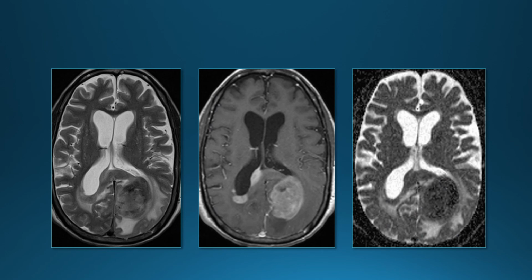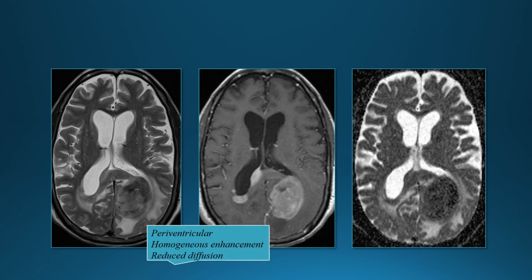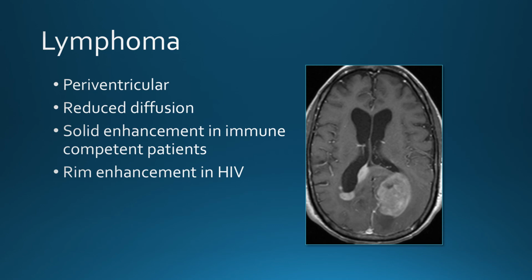Here we have T2, post-contrast T1, and diffusion weighted images. So we have a periventricular lesion, homogeneous enhancement, reduced diffusion. Typical appearance for lymphoma. Lymphoma is usually periventricular, has restricted diffusion. In immune-competent patients, the enhancement is very solid. In HIV patients, the tumors usually have rim enhancement.